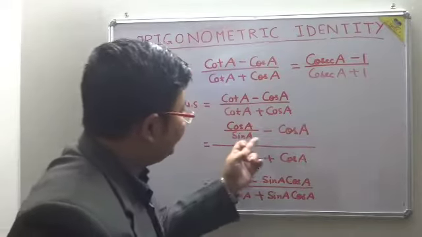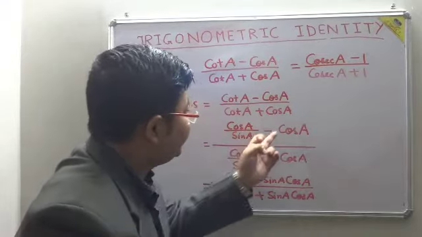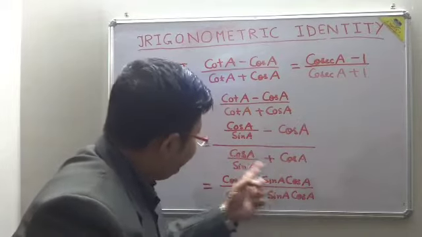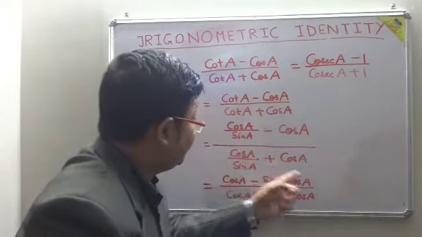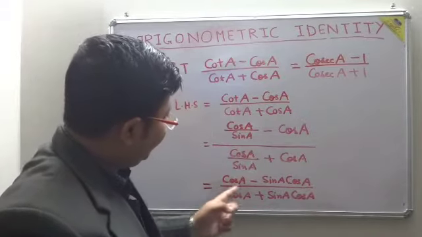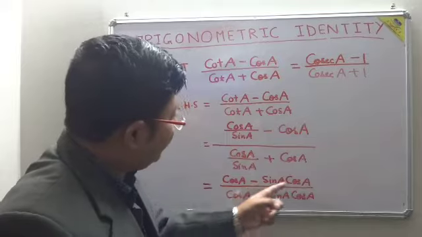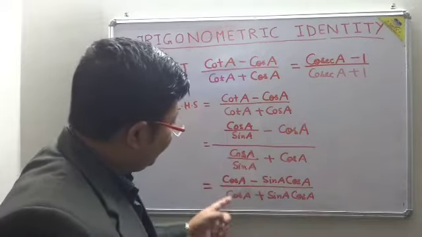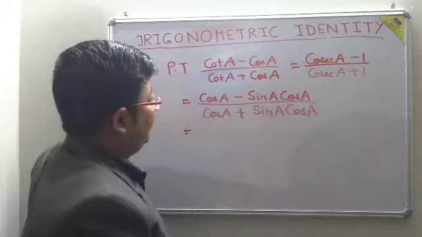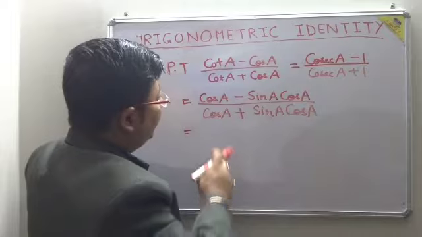Means we have taken the LCM sin A, so it will be (cos A minus sin A cos A) divided by sin A, divided by the same sin A, so (cos A plus sin A cos A). So sin A will get cancelled out. Okay, so our numerator will be cos A minus sin A into cos A divided by cos A plus sin A into cos A. So up to this much it is clear. So we have got this line. Okay, numerator and denominator.